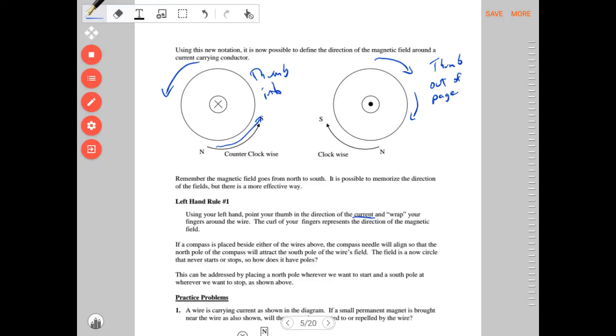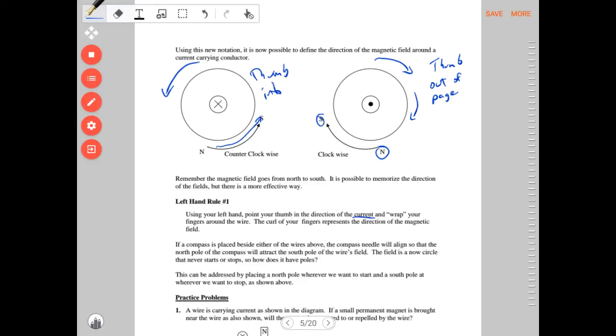Now, if a compass is placed beside either of the wires above, the compass needle will align so that the north pole of the compass will attract the south pole of the wire's field. The field is a circle that never starts or stops, so how does it have poles? This can be addressed by placing a north pole wherever we want to start and a south pole wherever we want to stop, as shown above. So if I start here, that's where my north pole is. I stop there, that's where my south pole is.